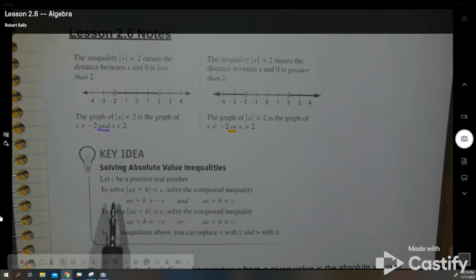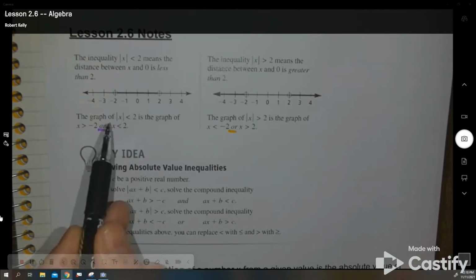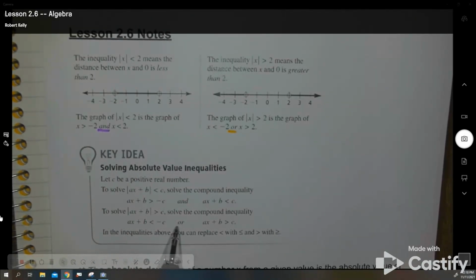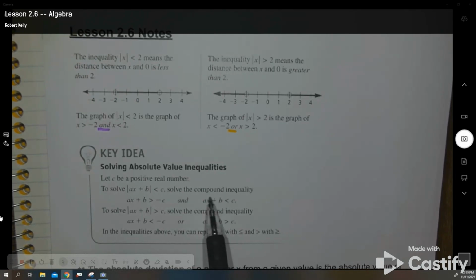When we're talking about our less than here, we've got our "and," just like we talked about up there. And when we have a greater than, we've got an "or," like we talked about down here. And just like when we were solving absolute value equations, when we have our two scenarios, we have to make sure that we are putting down exactly what it is, right? Ax plus b is less than c, so that's what it is. And also the opposite of what it is.